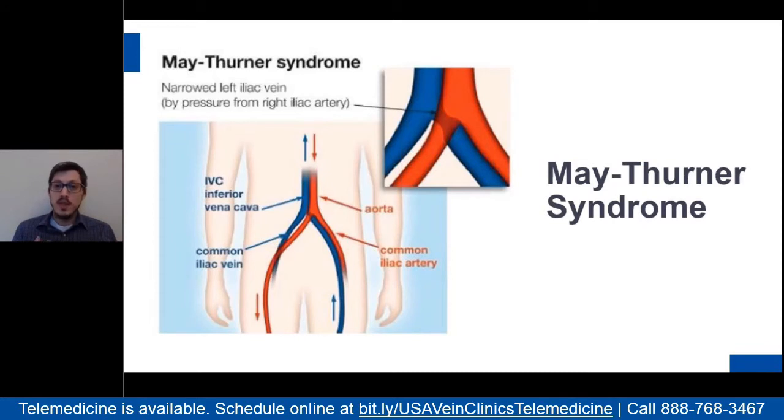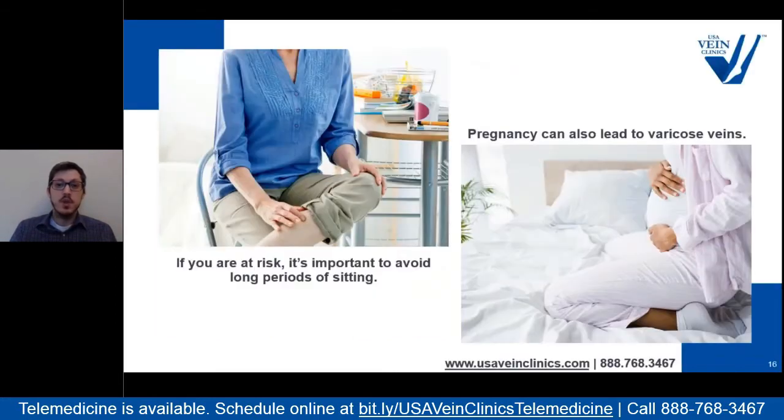So it's important when we take pictures, we do ultrasounds of the legs or CAT scans or that sort of thing, we're not just looking at the veins in the legs. We have to look higher up as well to see any compression that's affecting all those other veins.